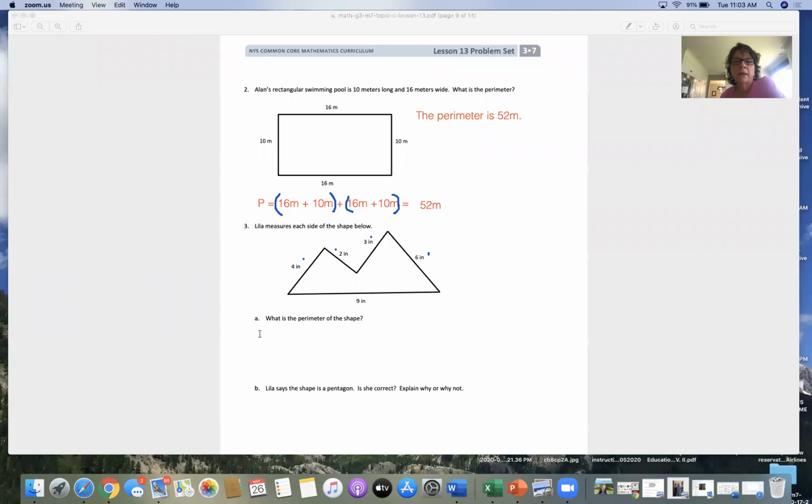So I'm going to go ahead and write my number sentence. P equals, and I'm going to start with this side right here, the 4 inches. You can start with whatever side you want. And I'm going to go in a clockwise motion. So we got 4 inches plus 2 inches plus 3 inches plus 6 inches. That's 1, 2, 3, 4. I still need one more side. My last side is 9 inches. I'll give you a minute to add those up and see what you come to.